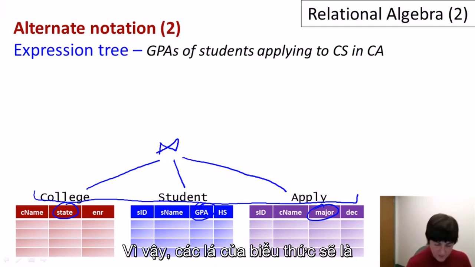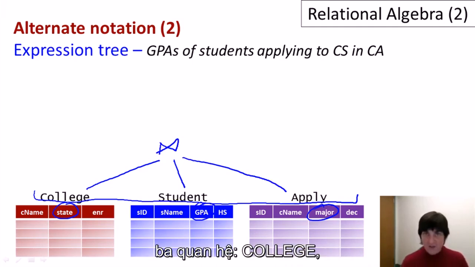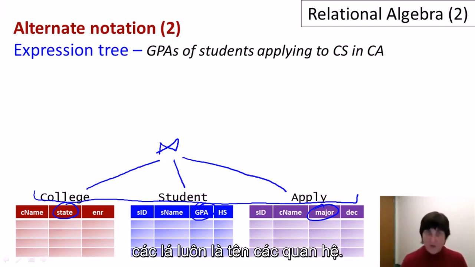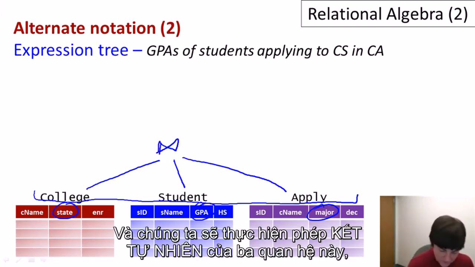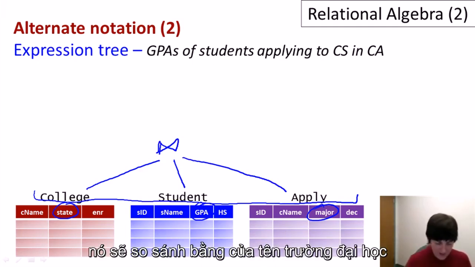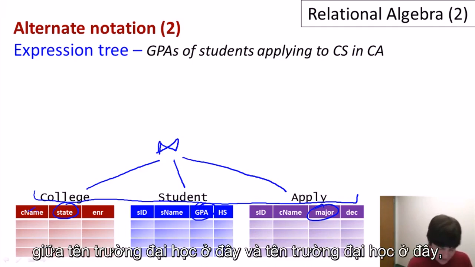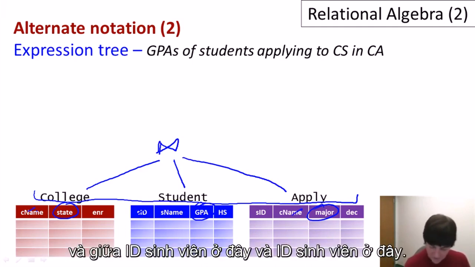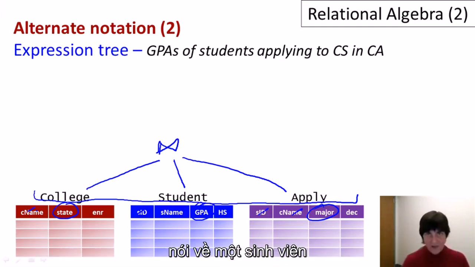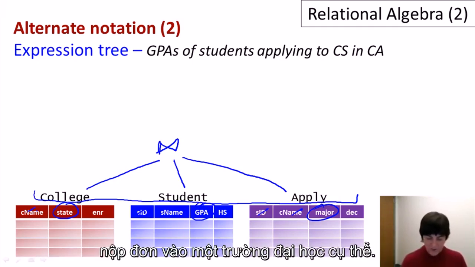So the leaves of the expression are going to be the three relations, college, student, and apply. And in relational algebra trees, the leaves are always relation names. And we're going to do the natural join of those three, which, as a reminder, enforces equality of the college name against the college name here, against the college name here, and the student ID here and student ID here. That enforcement means that we get triples that are talking about a student applying to a particular college.